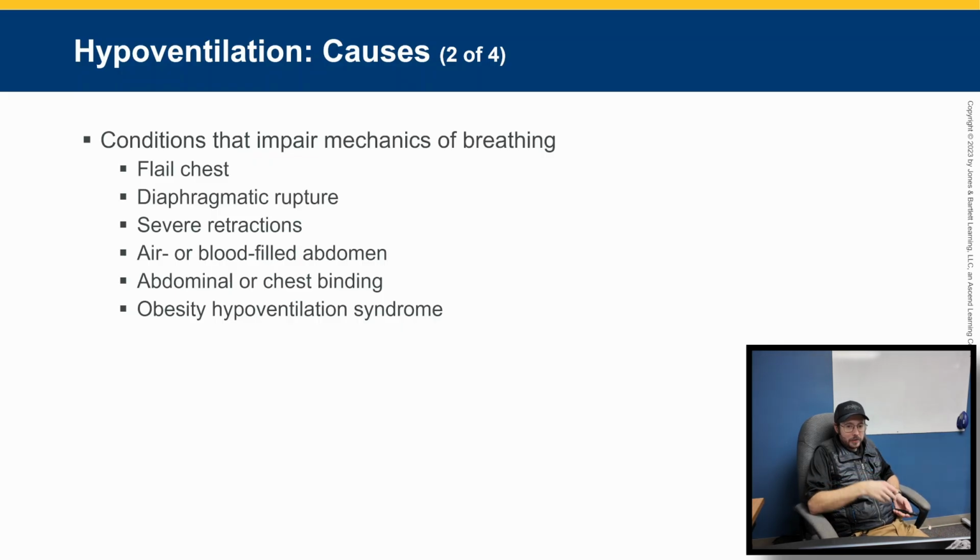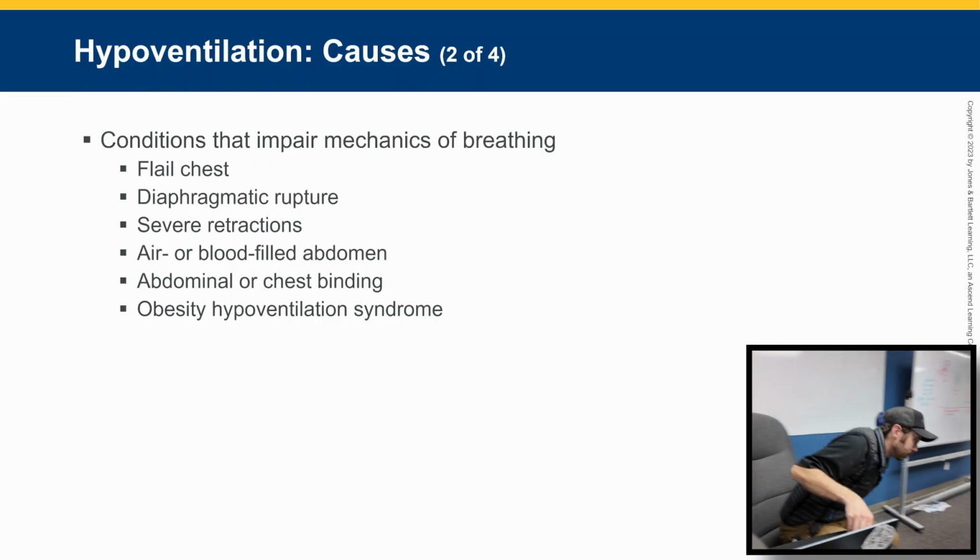All right. Problems that impair the mechanical piece of breathing. Flail chest. Anybody know what the definition of flail chest is? Yeah. So there is a technical definition for it, and the technical definition is two or more ribs broken in two or more places. Oh, so they can't be consecutive for the definition of flail.